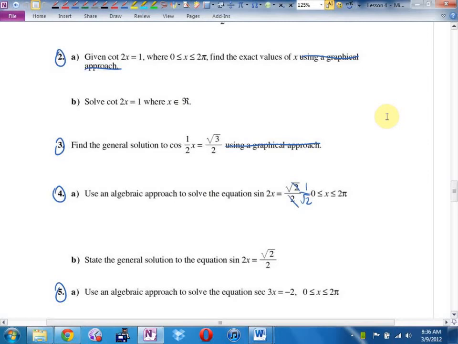So, questions from the homework. Number 3. I would temporarily let a equal a half x. So I'm going to solve this: cos a equals root 3 over 2. We're going to end up being here and here because cosine is positive.